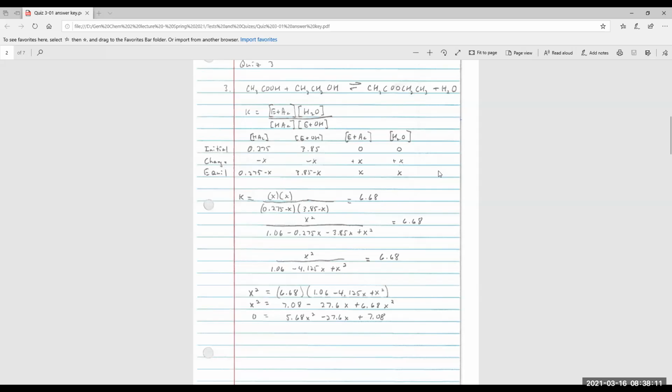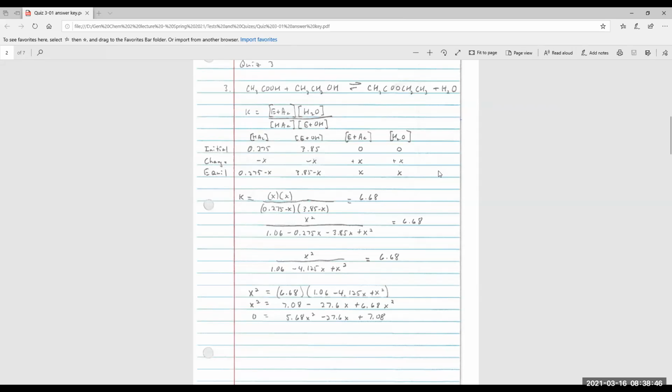Well, this is where now the math fun begins. So you go ahead and start doing your algebra. And this is what we talked about in class. You just got to practice this stuff to get used to it and be able to kind of do it without really getting bogged down. So here, work through the algebra. You can kind of follow along on that. You get to the bottom and you get an equation, 5.68 x squared minus 27.6x plus 7.08.